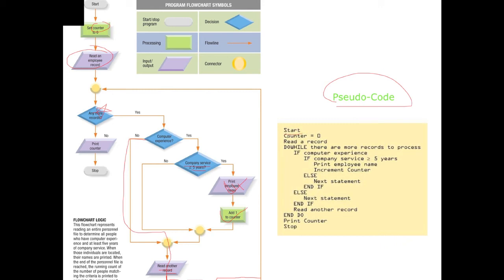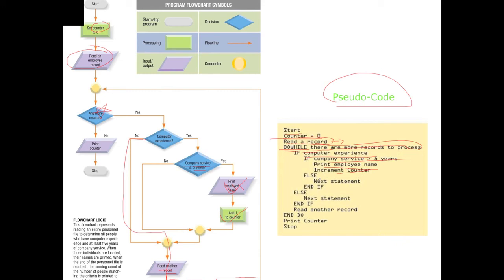So here are some things: start counter equals 0. It looks very computational. Now here's read a record. Okay, so I don't really need to know the details until later when I give that to the programmers. So do while, of course, has a strong computer language flavor. Do while something happens. So here's another part in English: there are more records to process. So if computer experience, and if company service is larger than 5 years, just print out the name and increment the counter. So you don't even need to know how to increment a counter. You just set it there.